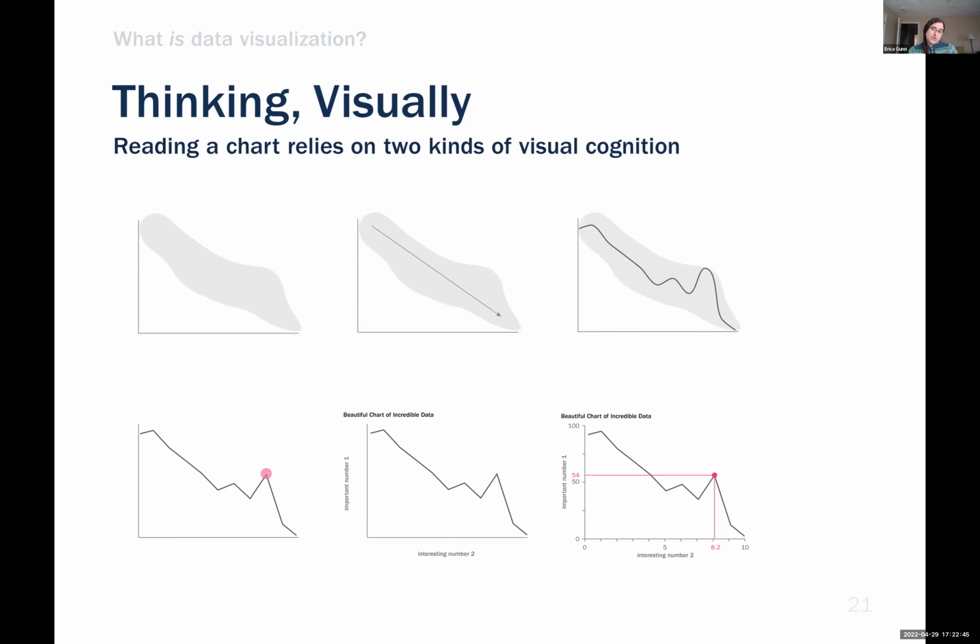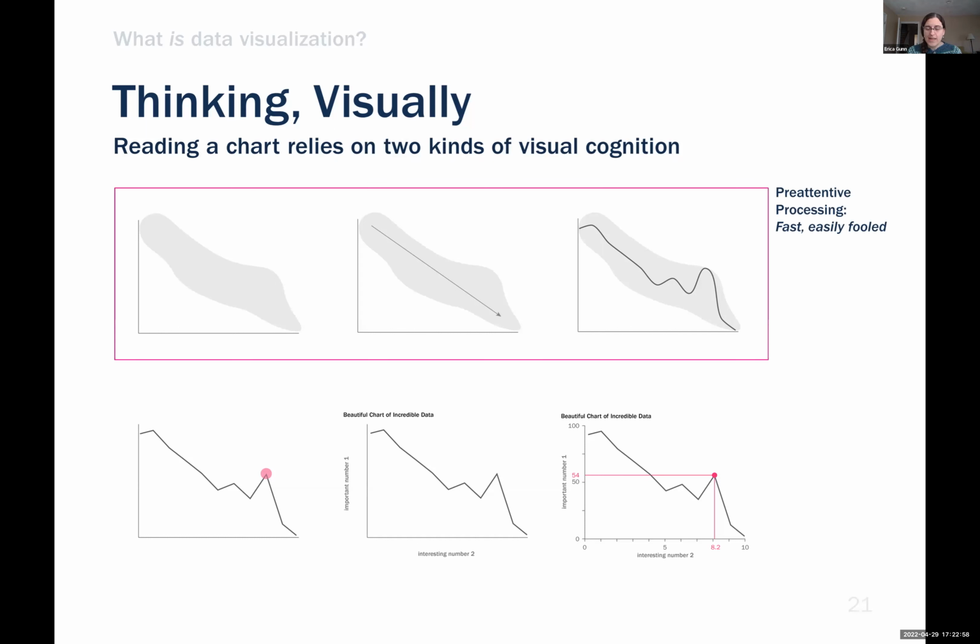So when you first look at a chart, your brain sees a big blob. Maybe it sees that that blob sort of trends downhill. It starts to resolve the fact that there is a squiggle in that blob. And then at that point, you might recognize that it's a chart. That's your pre-attentive processing.